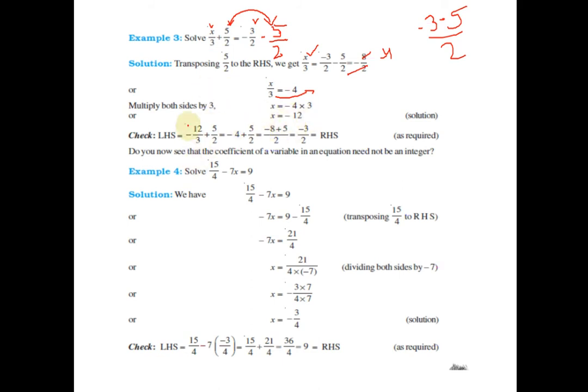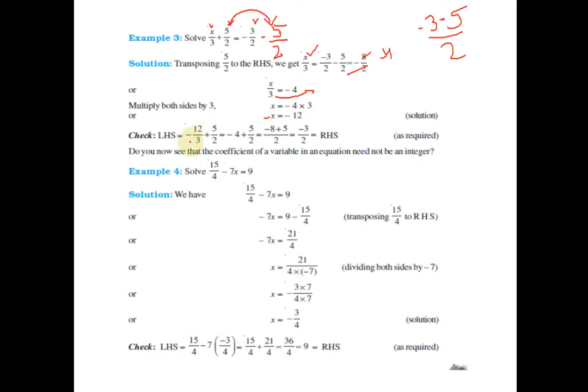Okay, so you can check it by putting the value of x as minus 12. Put it in the left hand side and check it. If it comes equal to the right hand side, then our solution, that is x equals minus 12, is correct. So let's put it. Instead of x you will be putting minus 12. So it will become minus 12 upon 3 plus 5 upon 2.